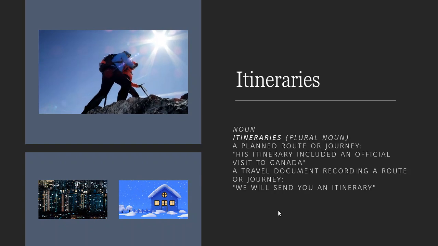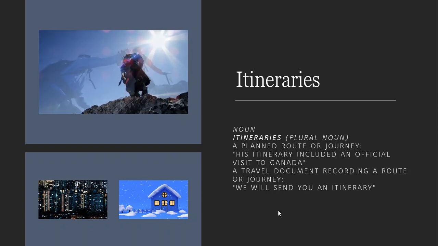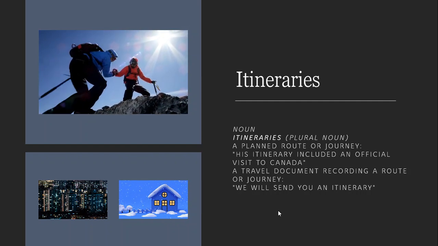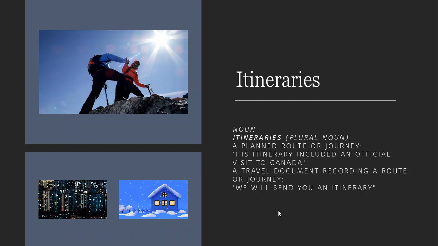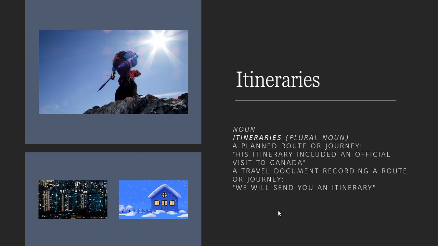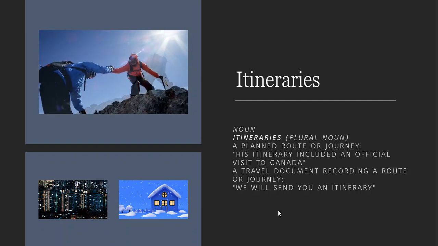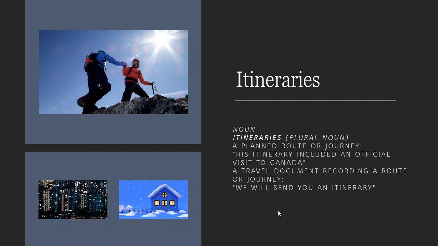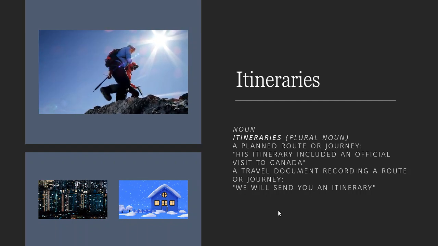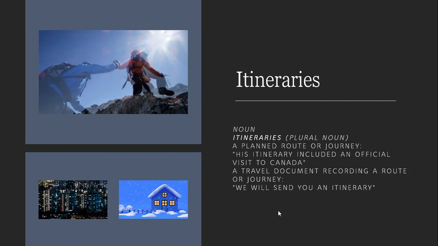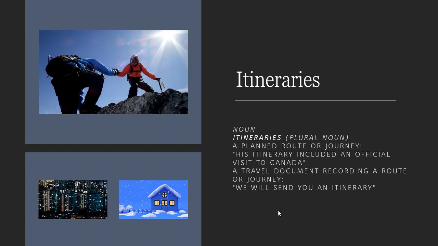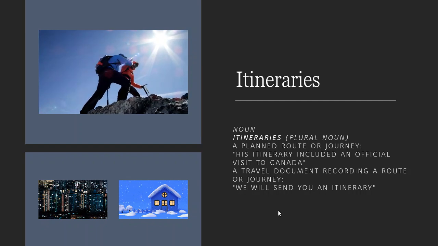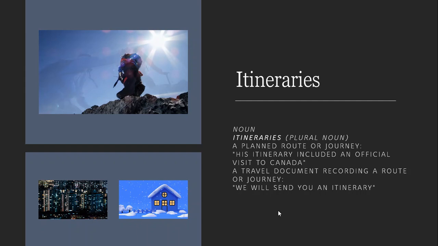What are itineraries exactly? Itinerary, as defined by the English dictionary, is a planned route or journey. An example of this is the quote: his itinerary included an official visit to Canada. From the examples in the pictures, we could see that an itinerary deals with traveling, but it's more than just traveling. It's about planning and having your documents, your passport, in order to travel abroad.